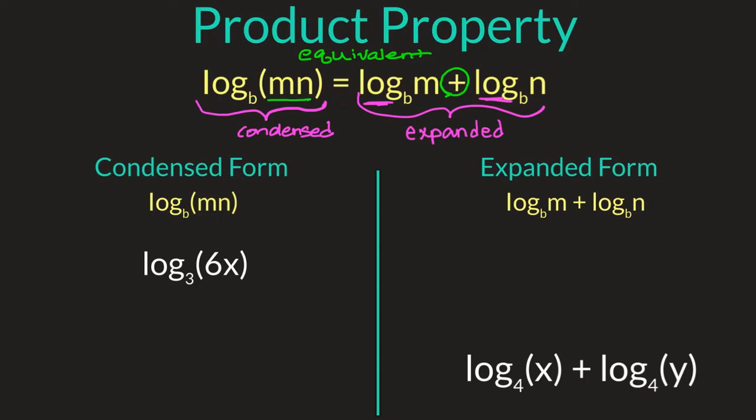So let's look at our first example. We have log base 3 of 6x. I like to look at and decide how many parts or pieces I'm going to have, so I know how many pluses I'm going to end up needing.